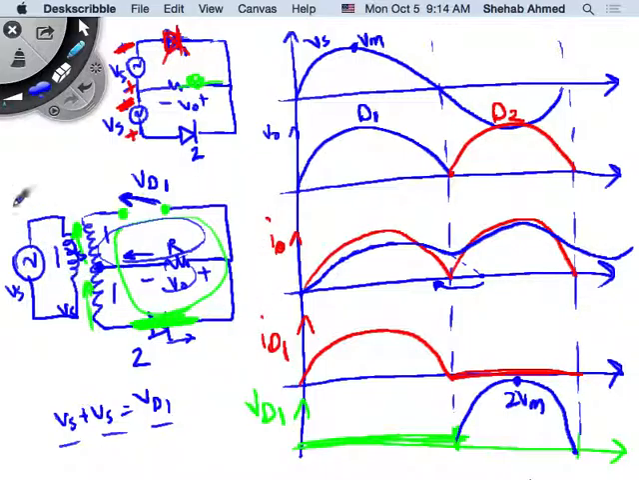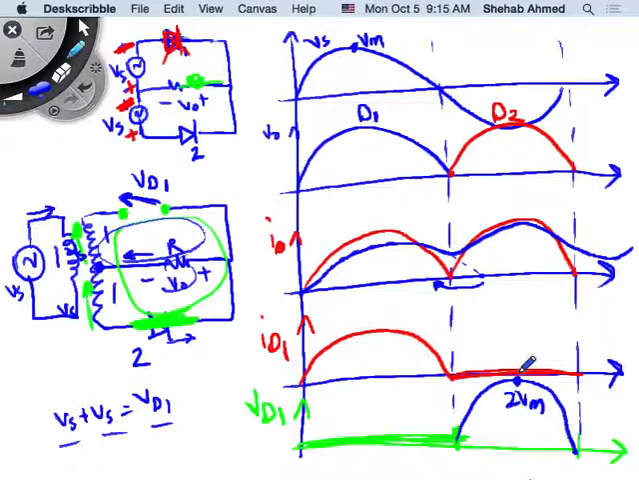Okay. How about the supply current? I'd like you to go back and do it. Well, what do you think it's going to look like for the R case? It's going to be ID1 in the positive half cycle and ID2 in the negative half cycle. So it's going to be a sine wave.